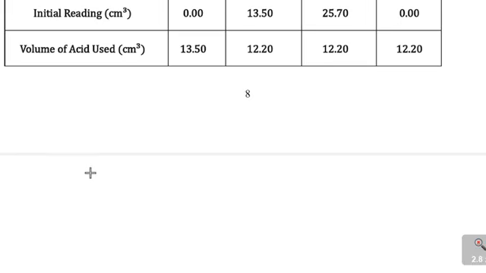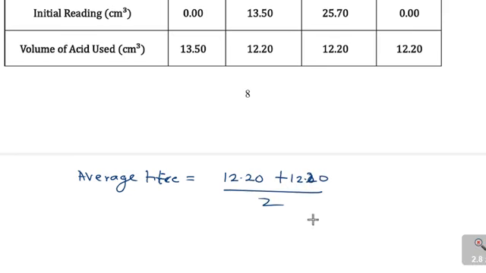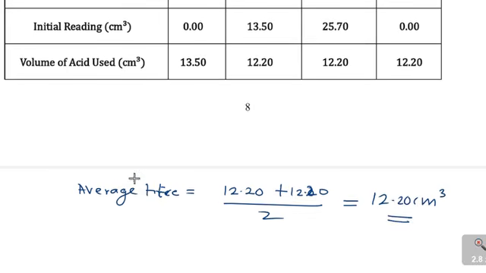So to calculate the average volume of acid used here, our average titer is, we can pick just 12.20 plus 12.20 divided by 2, or you could pick the 3 and divide by 3. But 2 will be marked. So it is 12.20, and you put your unit, cm³. You must always put your unit. If you don't put your unit, you are going to lose 1 mark.